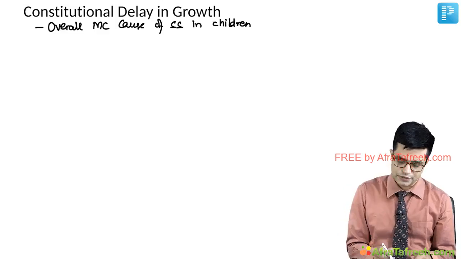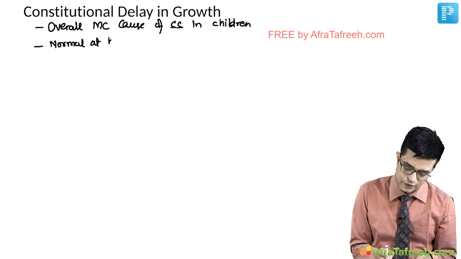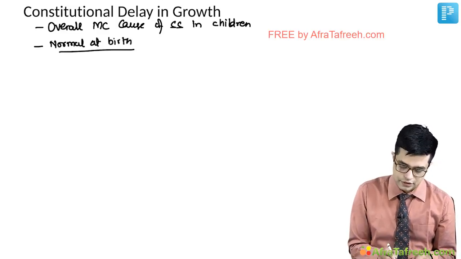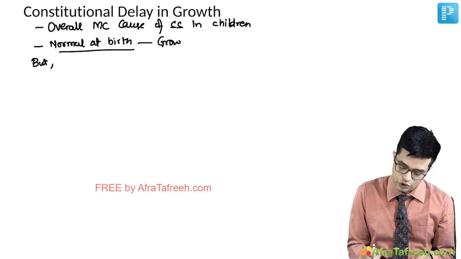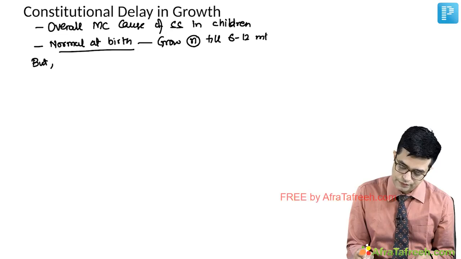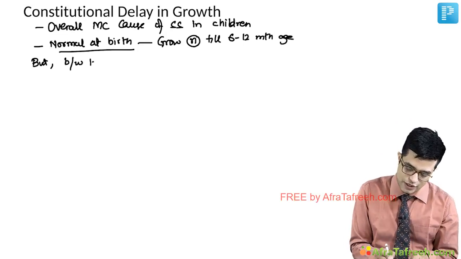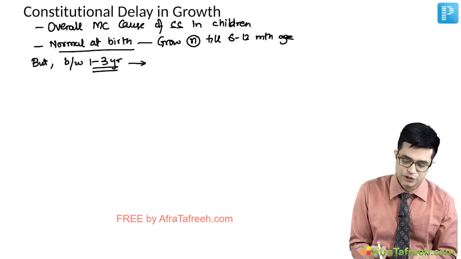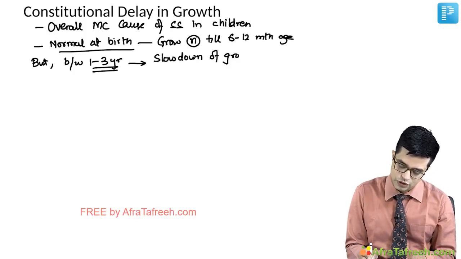Hota kya hai isme? What exactly happens? These children, they are normal at birth, but they grow normally till around 6 to 12 months of age. First birthday tak they grow normally, but between 1 to 3 years, for a variable period of time due to unknown reasons, they have slowdown of growth. They have a slowdown of growth, which leads to them developing short stature.